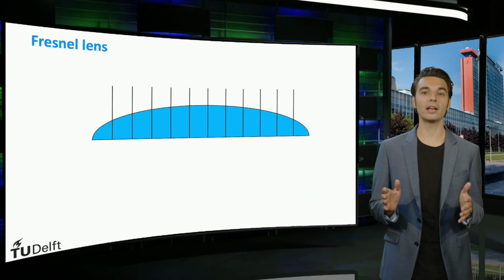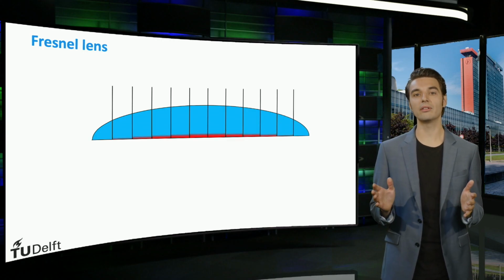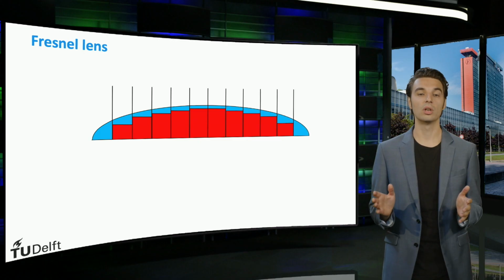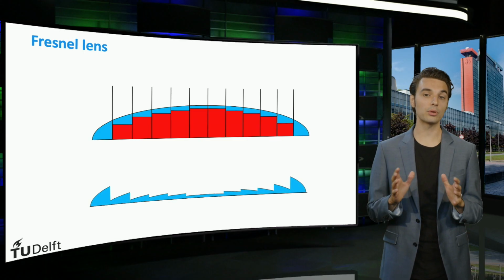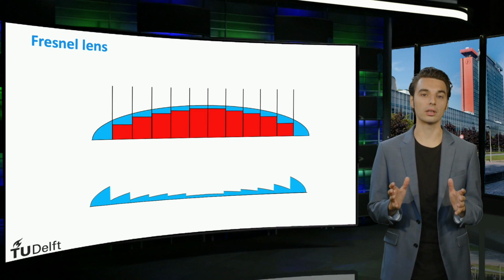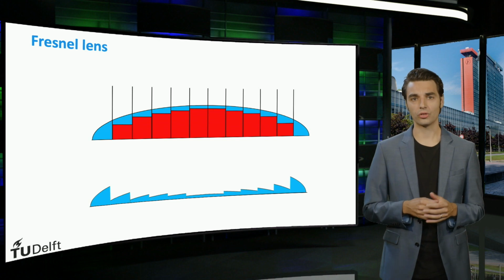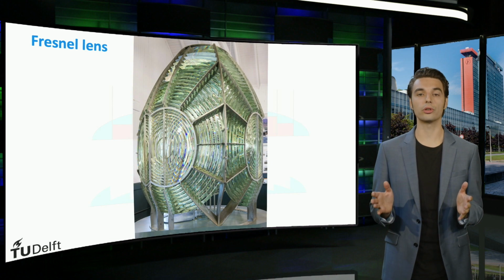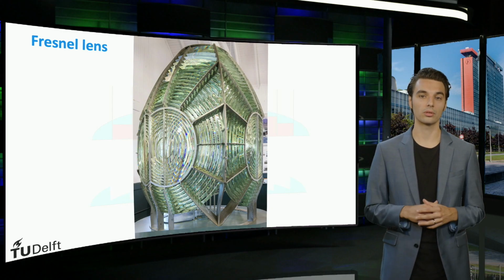The lens is divided into a number of grooves. The red areas basically represent excess material which is removed. The resulting Fresnel lens has the same curvature, but is much thinner, resulting in negligible absorption losses. Since the Fresnel lens can also be used to disperse a concentrated source of light, one of the most successful applications is the one in lighthouses.